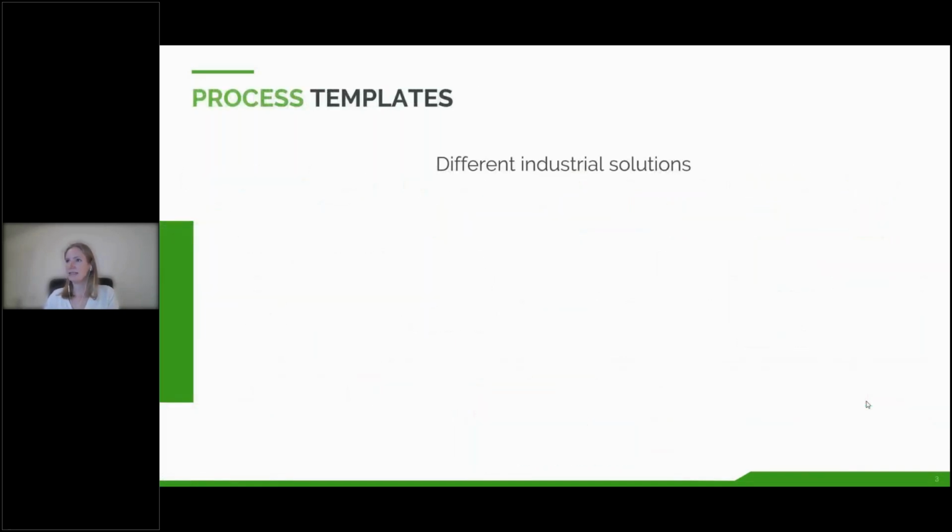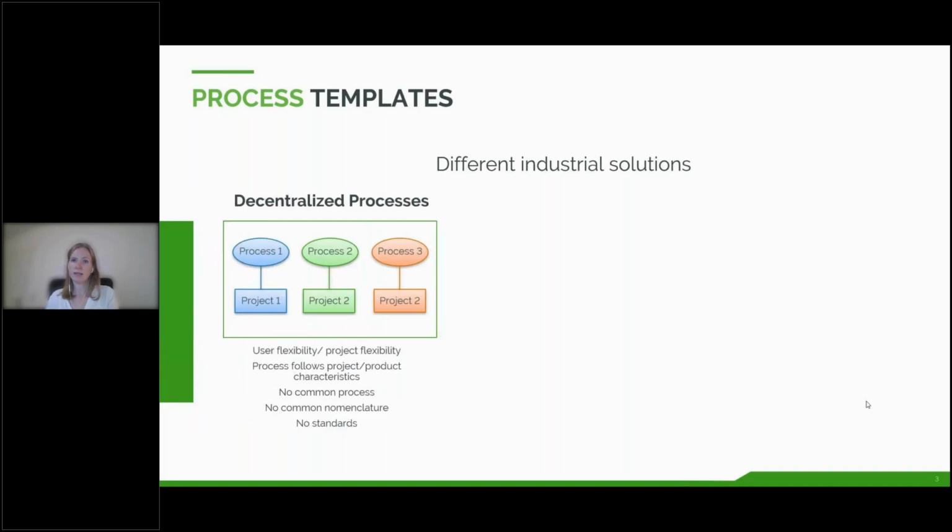Some more details about Codebeamer is the idea how we handle data models. So in the industry, there are different approaches to handle data models and processes within the ALM tools. So there might be the decentralized process where every project works independently. So in this example, project 1 and 2 can have completely independent data models. This means a lot of flexibility, but as mentioned here, there's no common process, no common nomenclature. It's very difficult to administrate that.